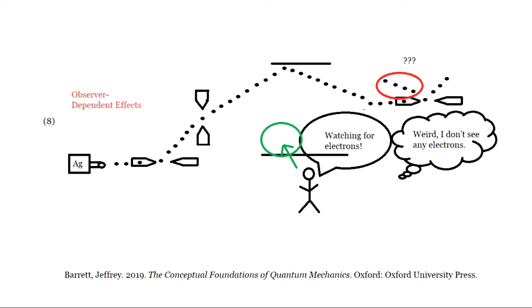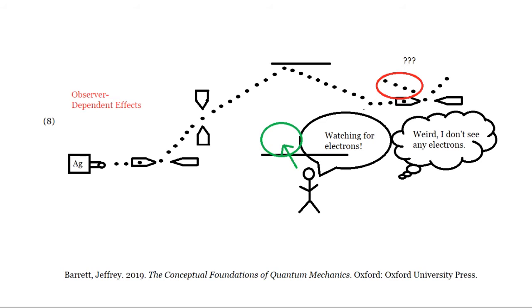And suppose that it also turns out that there is an observer, which I've illustrated with this little stick figure, saying, hey, I'm watching for electrons, and I'm here to check out whether there's any electrons. And the observer is specifically looking at this area that I've circled in green. And the observer's thinking to himself, weird, I don't really see any electrons. There are no electrons here. Okay, that doesn't seem too bizarre. After all, by hypothesis, the electron has traveled the Z spin up direction in this particular context.